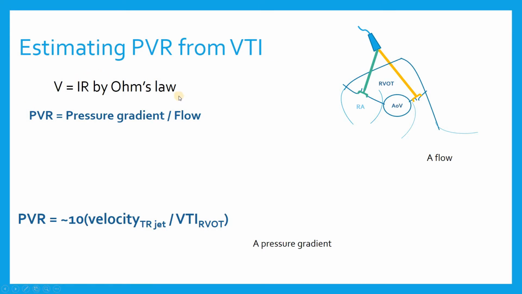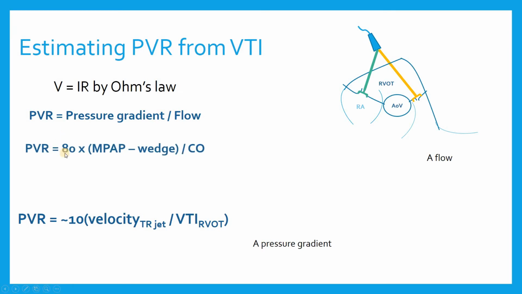I'm going to start with Ohm's law. With Ohm's law, I know that voltage is my current times my resistance. And we have the equivalent equation when we use hemodynamics. We can look at my pressure gradient being equal to my flow times my resistance. Now, if we were to rearrange that equation, we could say that resistance, in this example in the pulmonary circuit, my pulmonary vascular resistance, is equal to my pressure gradient divided by the flow, or the cardiac output.